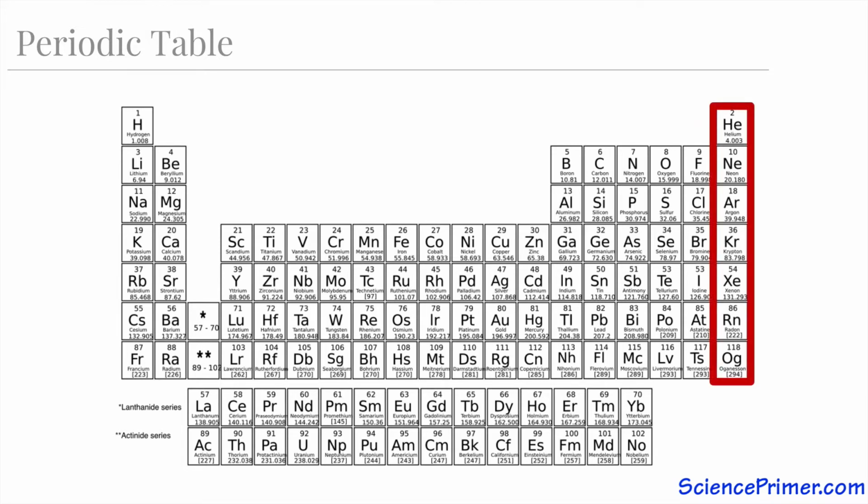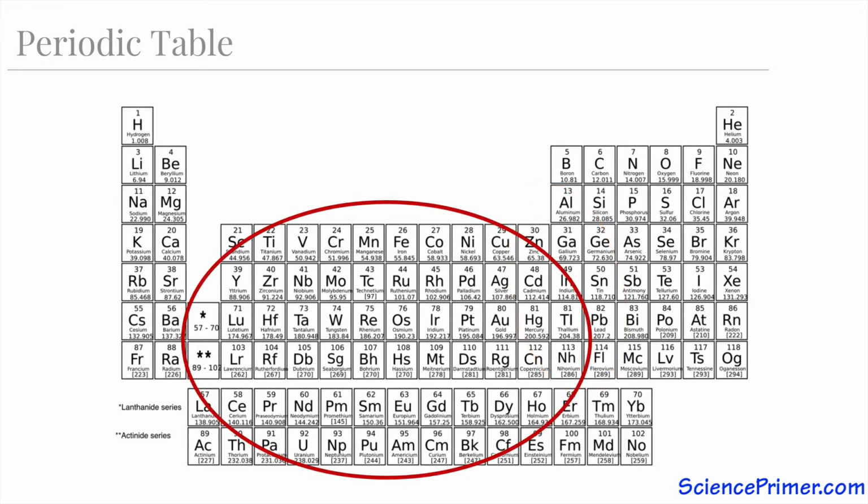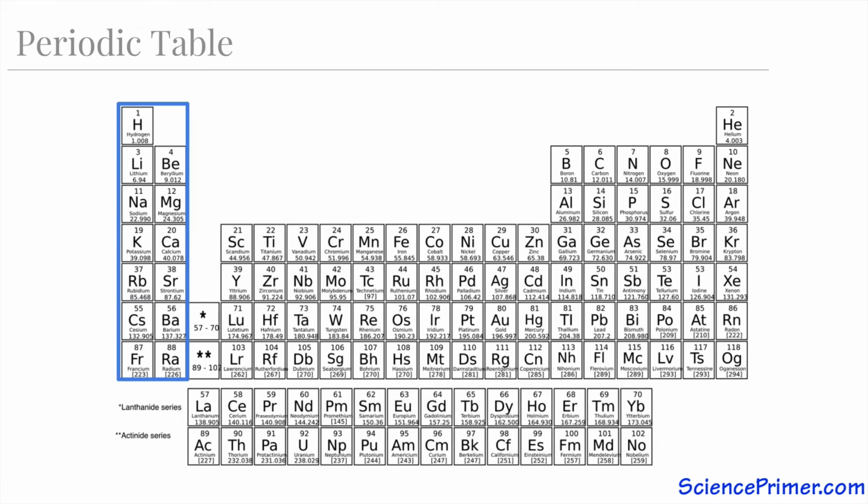On the far right are the noble gases. To the left of those are the nonmetals. Moving further left are the metalloids, which have a mix of properties between metals and nonmetals. With the exception of hydrogen, the rest of the table is made up of the large metals group. This group is broken down into subcategories: the metals themselves, the transition metals across the middle, and the alkali metals and alkaline earth metals on the far left.